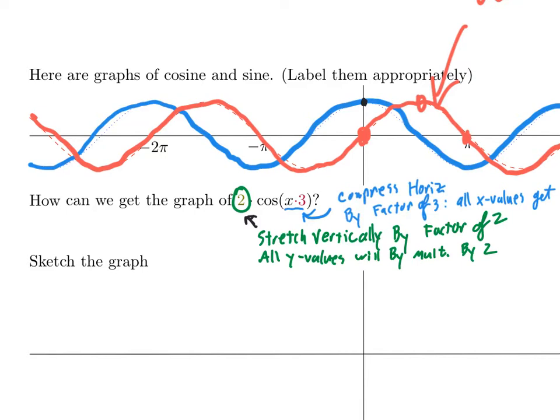So the graph of cosine of x, because I want 2 times cosine of x times 3, passes through the point (0, 1). Right? Cosine of 0 is 1. So I should take the point (0, 1). I will compress horizontally, so I'll divide that 0 by 3. I will still be at 0. I'll stretch vertically by a factor of 2, so I'll multiply 1 by 2, giving me 2. So I'll be at the point (0, 2).